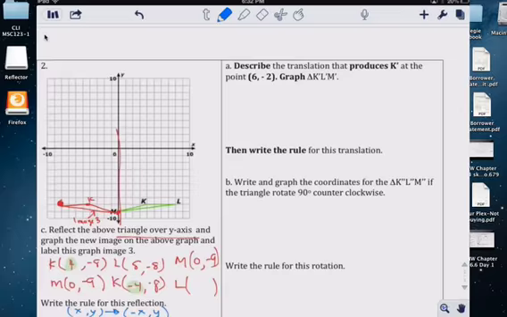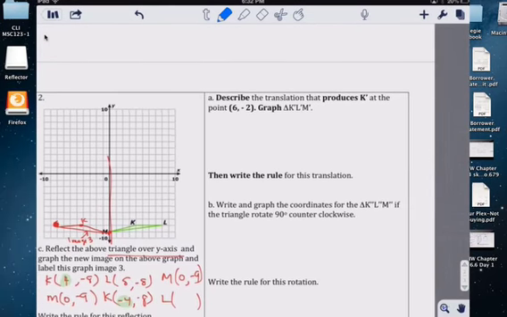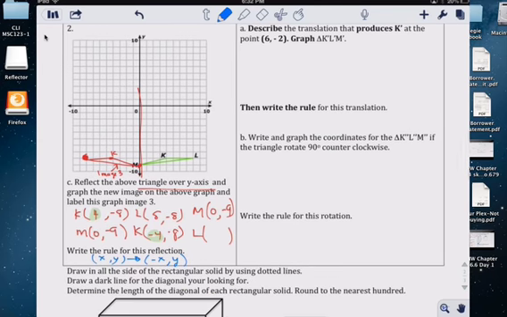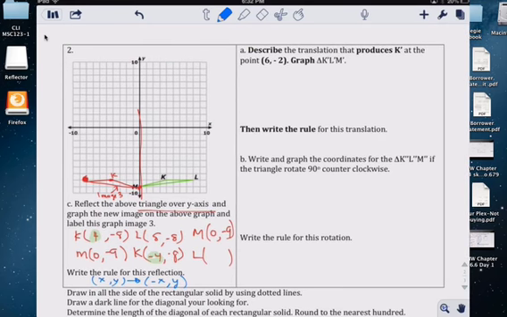Describe. Okay, you guys know how to do this. I hope. And write the rules, because I'm running out of battery here. Okay, if you have any trouble with this, hopefully your partner can help you.